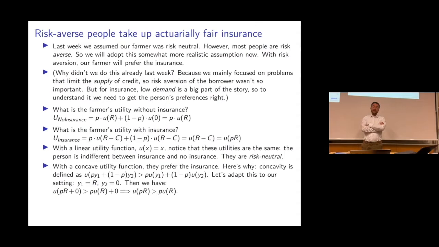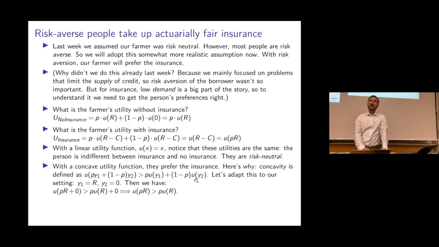And so here's the reason why that's true. Concavity is characterized by the fact that the utility of a convex combination of outcomes, this is a convex combination, I'm taking a little bit of y1 and a little bit of y2, sort of moving somewhere in between y1 and y2, is larger than the convex combination of the two individual utilities. So I'm taking the utility of y1 and the utility of y2, and I'm computing a convex combination of the two.